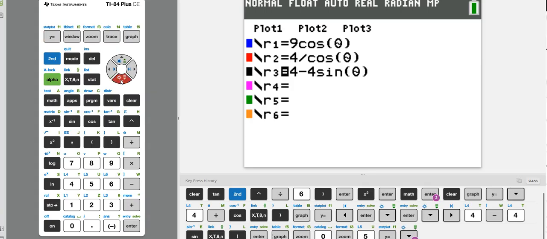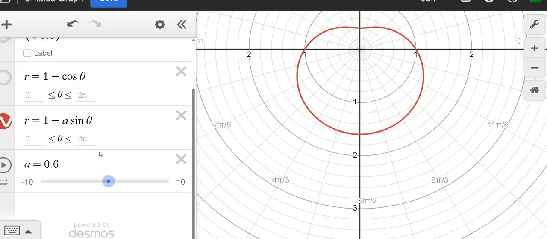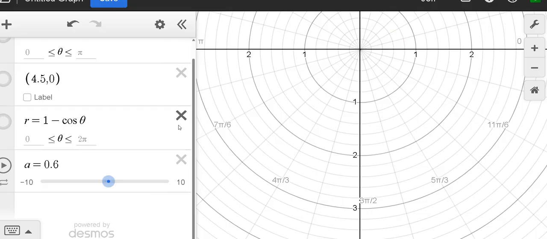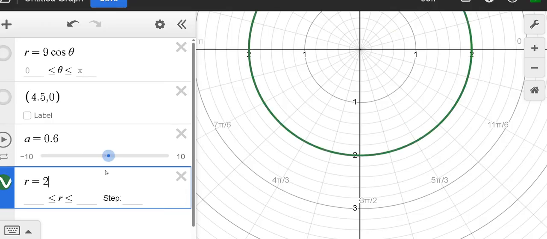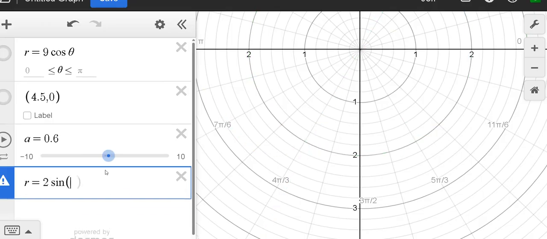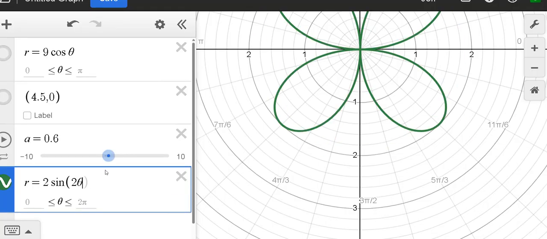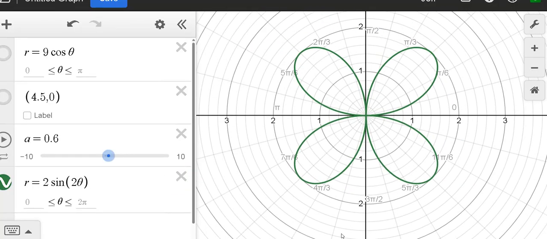Let's finish up with a couple of these things. Let's take a look at sine of 2 theta, sine of 4 theta, sine of 8 theta, etc. So let me get rid of those. So r equals, let's say, 2 sine of 2 theta. And that's kind of neat. 2 sine of 2 theta.